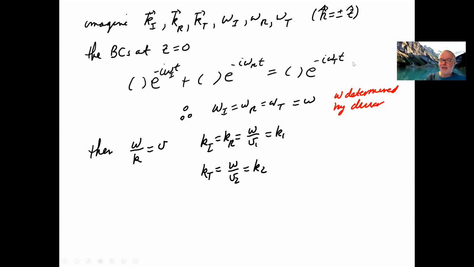But that relationship that we did with that a plus b plus c thing earlier, what that tells me is that if this is true, for this to be true, and it has to be true, then omega i has to equal omega r has to equal omega t. So that means the frequency at all 3 are the same. Okay, and then since the frequency is the same, I've got omega over k is equal to v, and that means k incident equals k reflected equals omega over v1 equals k1. And I've got k transmitted equals omega over v2 equals k2.